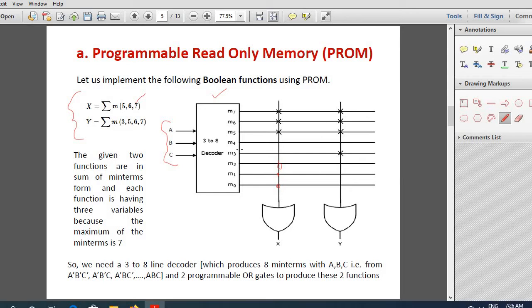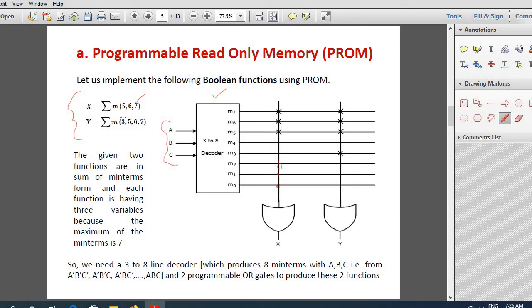What is the meaning of blowing it away? Blowing it away means there will be no connection. Already it is all connected. If you don't want that product term, you can throw it away. So here you need only 5, 6, 7, right? So 5, 6, 7, you keep as such. Those links are not thrown away. That is why it is marked by X, to show that there is a connection. It is not blown away. But all the other terms are not required in your X, right?